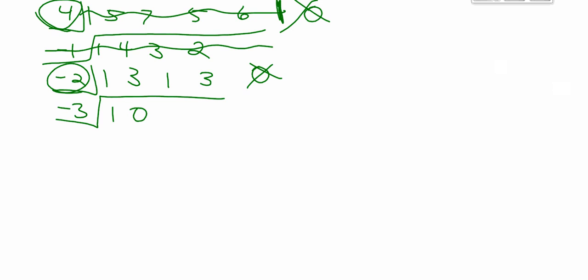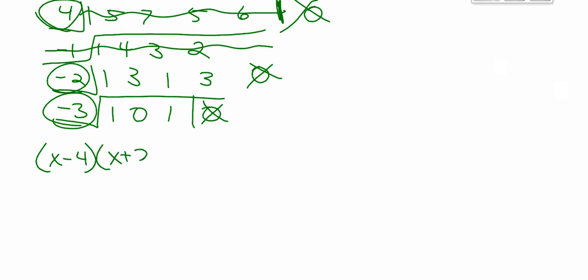-3 plus 3 is 0. 0 plus 1 is 1. -3 plus 3 is 0. Ah, victory. So right now I have x minus 4, x plus 2, x plus 3, and this. What is this? x squared plus 1. So right now I've got x minus 4, x plus 2, x plus 3, and x squared plus 1. And that's, I'll just write x squared plus 1 plus 0x plus 1.